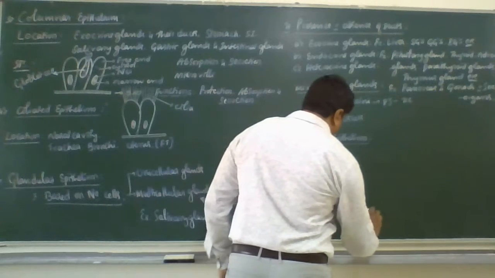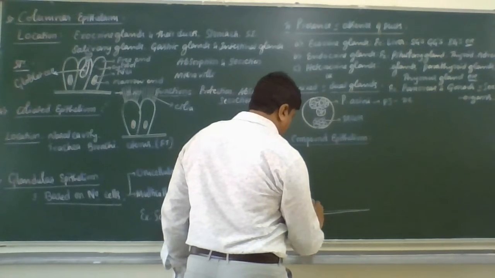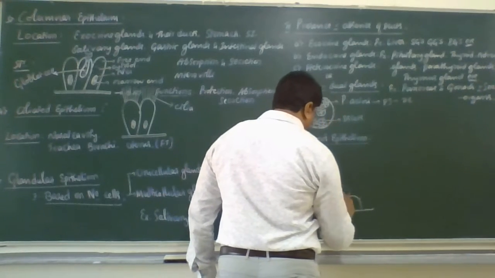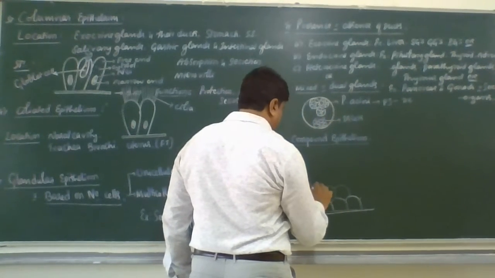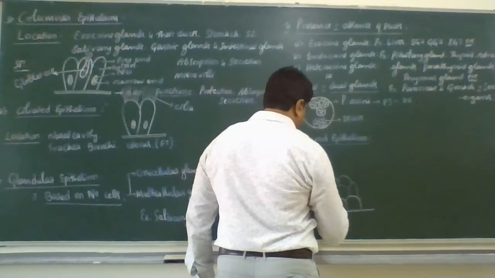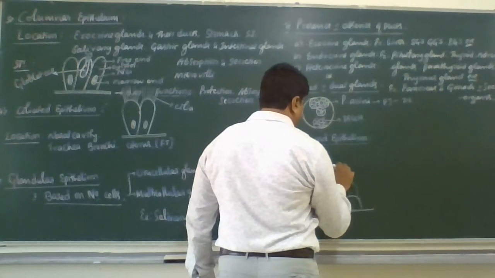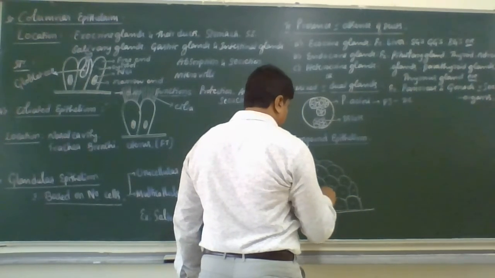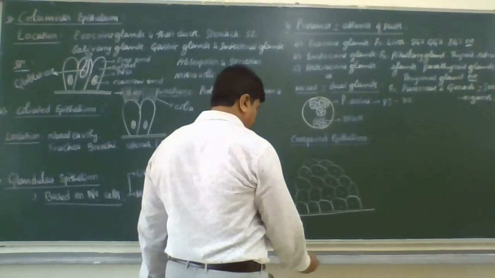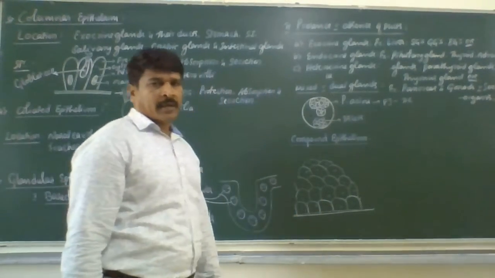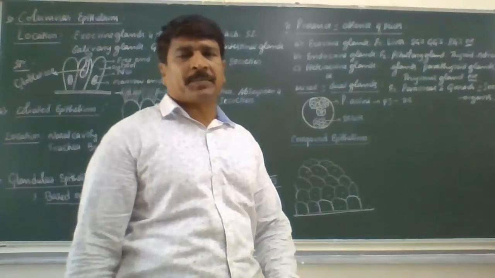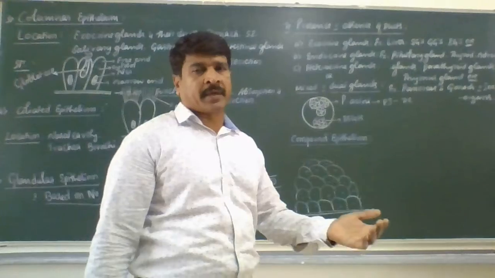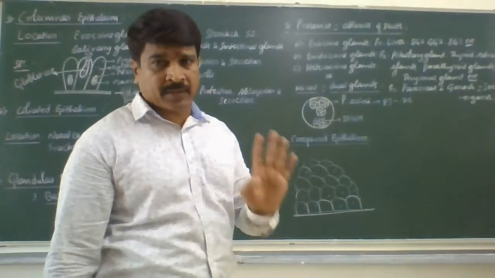In the compound epithelium, the size and the shape of the cells vary from one layer to another layer. It is not at all the same. So let us consider this is the compound epithelium. Look, there are many cells, and here the size and shape of the cells are not at all similar in different layers. This is one point.